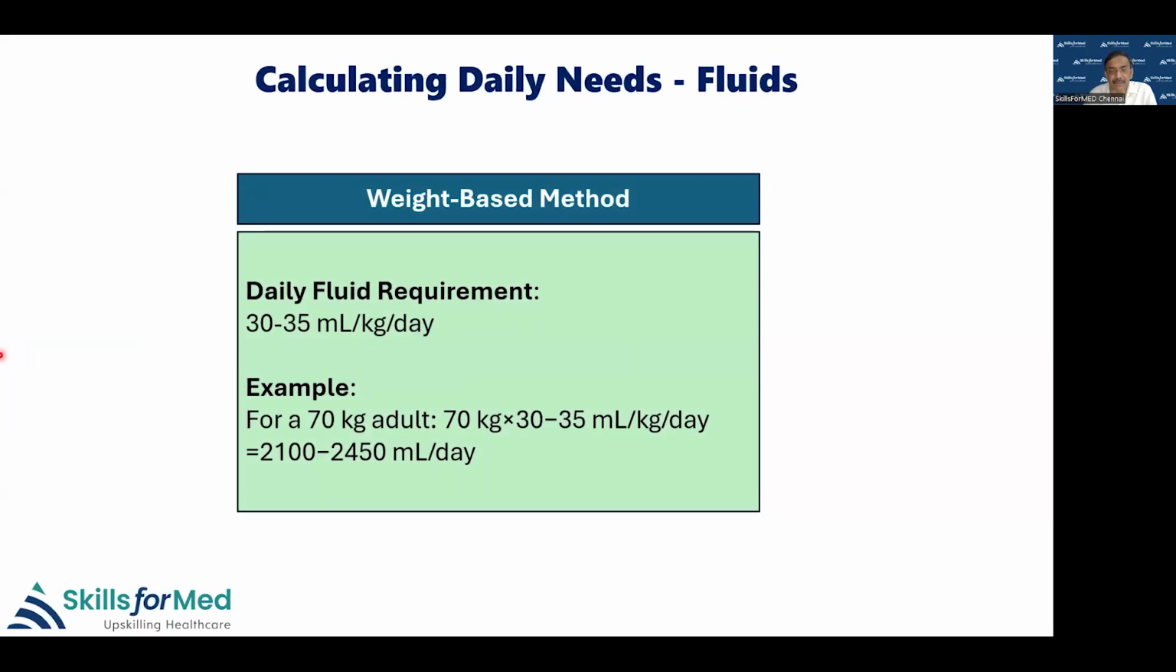So when you calculate the daily needs, first you talk about the fluids. A very simple calculation is about 30 ml per kilogram per day. So for example, a 70 kilogram adult at 30 to 35 ml will be somewhere between 2 to 2.5 liters, or 2100 to 2450 ml per day if you want accurate figures. So 2 liters to 2.5 liters is the rule of thumb we need to replace for a 60 to 70 kilogram adult.